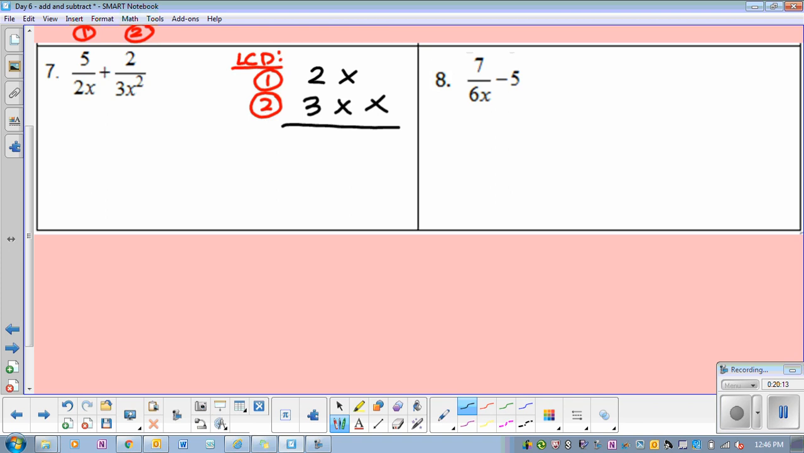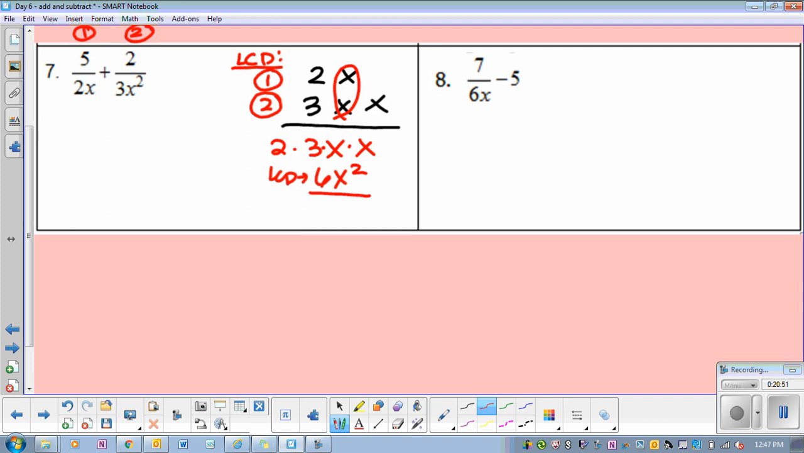What do they have in common? An x. So you can write that once. What else needs to come out? Everything else: the 2, the 3, the other x. And so what is all that when you multiply it? 6x squared. This is your LCD. Sometimes that works and sometimes it doesn't, but 6x squared.